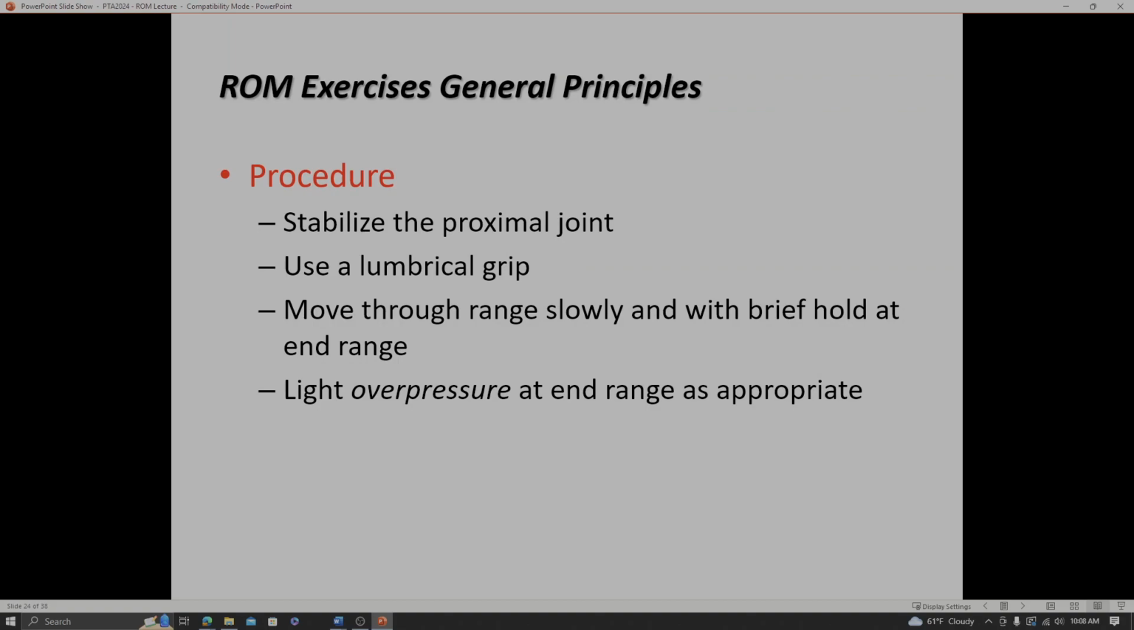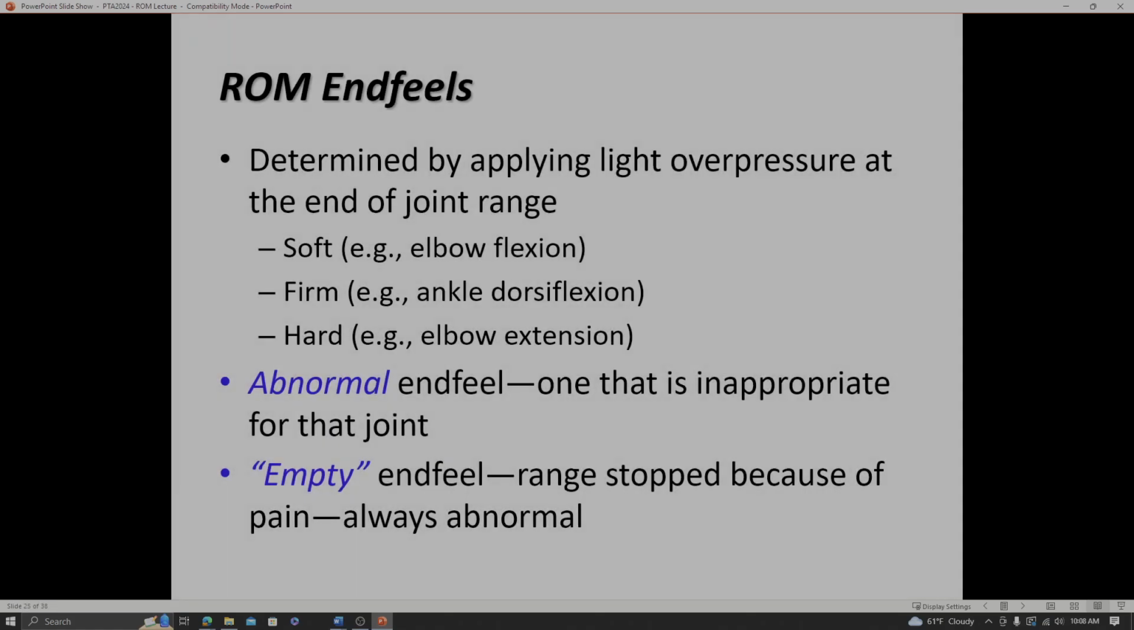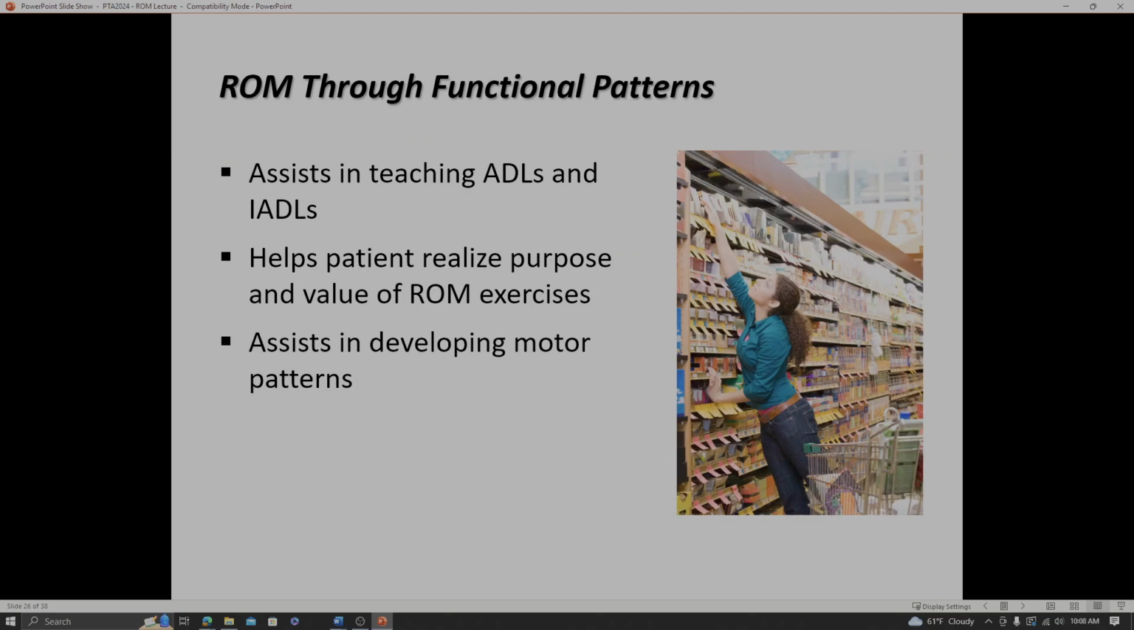As a rule, usually you're going to stabilize the proximal joint using a lumbrical grip, which has to do with, not death gripping them, but using a soft grip initiated from the metacarpophalangeal joints, more or less. Moving through the range of motion slowly with a brief hold at end range and light overpressure, slowly being the operative word, right? We're not just ranging them at high speed. Range of motion end feels, you guys know these by now. Abnormal versus empty, know the difference, right? Know your normal physiological and your abnormal end feels.